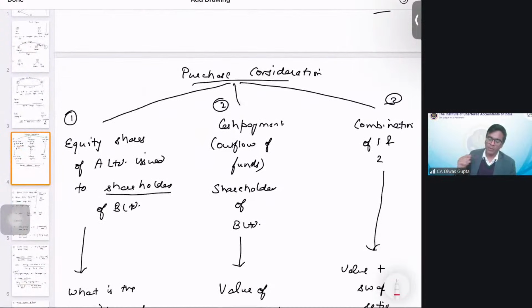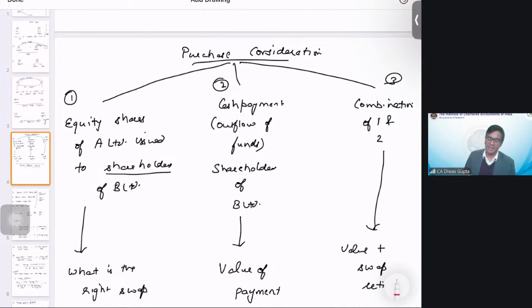Now, if we talk about the purchase considerations, it can take different forms, but we are restricting our discussion to these three forms, which are even most commonly used. So first one is the equity shares of A Limited is issued to the shareholders of B Limited. Now in all our cases, A Limited is the buying entity and B Limited is the selling entity. In all our discussions. So A Limited is going to compensate B Limited's shareholders. So equity shares of A Limited will be issued to the shareholders of B Limited, students.